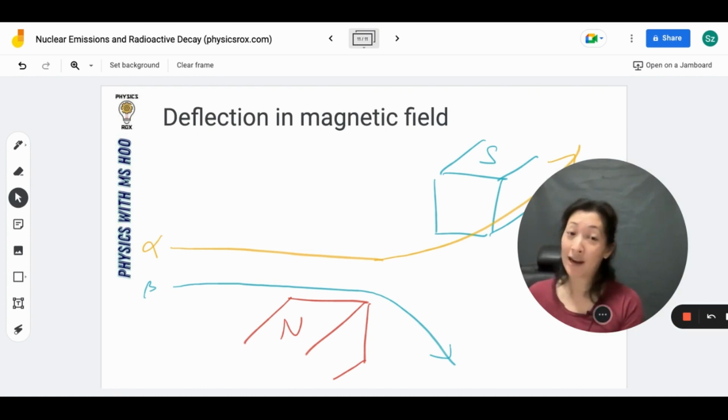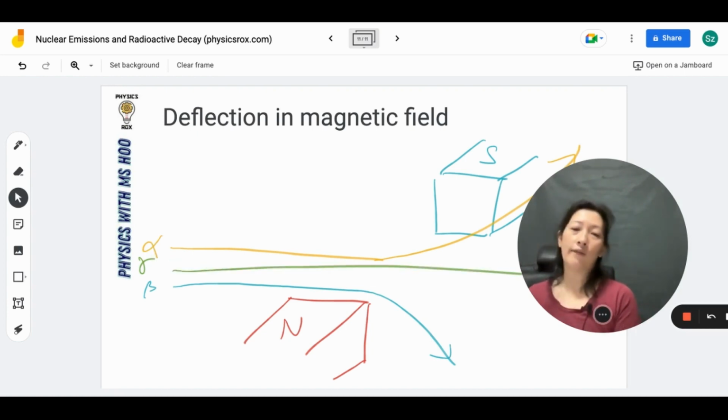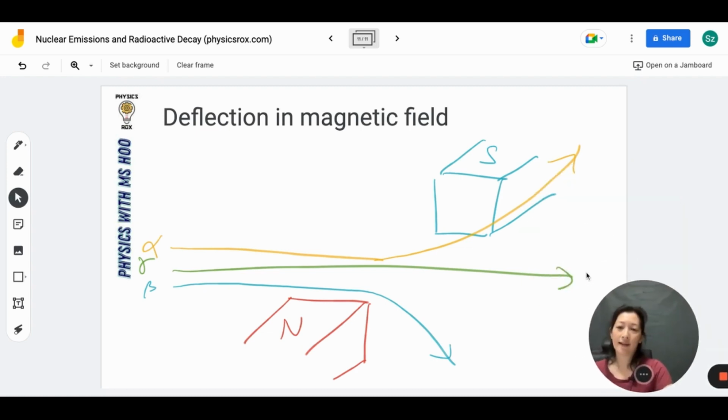Gamma, as discussed earlier, has no charge, so it is not affected by the magnetic field. That means gamma, no deflection at all as it passes through the magnetic field. And this is the deflection of the radiation in a magnetic field.